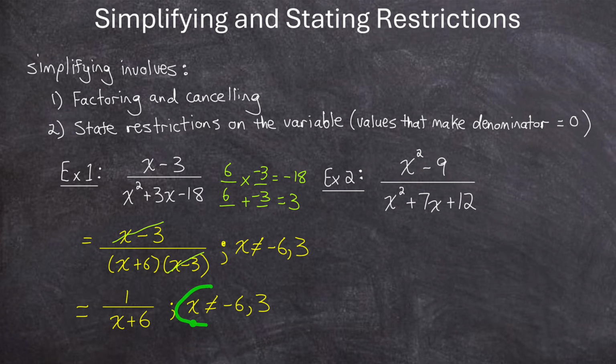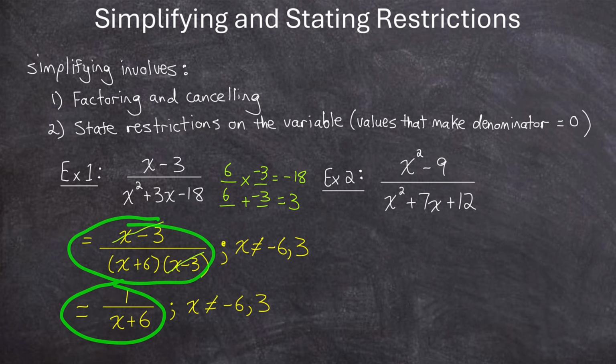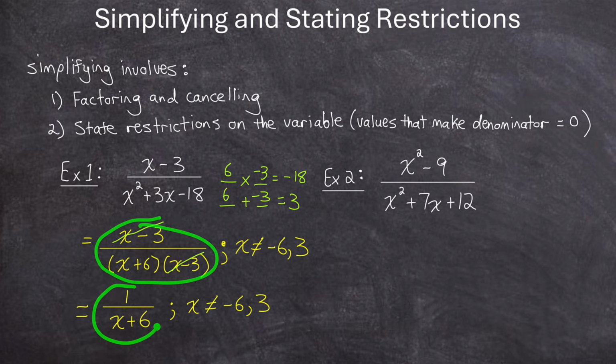And stating these restrictions is not only important so that we know when this function is undefined, but it's also important so that we're actually able to state that this function is equal to this function. Because if you were to sub 3 into this function, you would get 0 over 0, which is undefined. But if you sub it into this function, you get 1 over 9. But since we've said x cannot be equal to 3, subbing in any other x value other than 3 into these 2 functions, you get the exact same value.